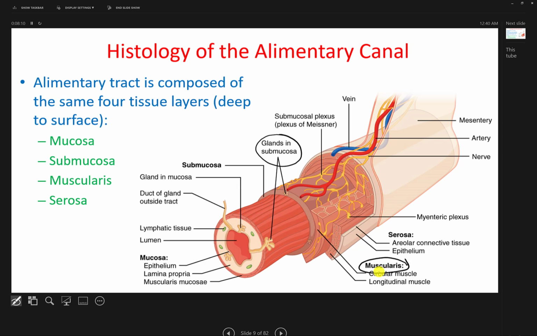The muscularis layers are made out of 2 layers of smooth muscles. We have circular muscles and longitudinal muscles. Circular muscles run around the alimentary canal in a circular way, whereas the longitudinal muscles run along the alimentary canal. That is the name. The circular are the inner one, the longitudinal are the outer ones.